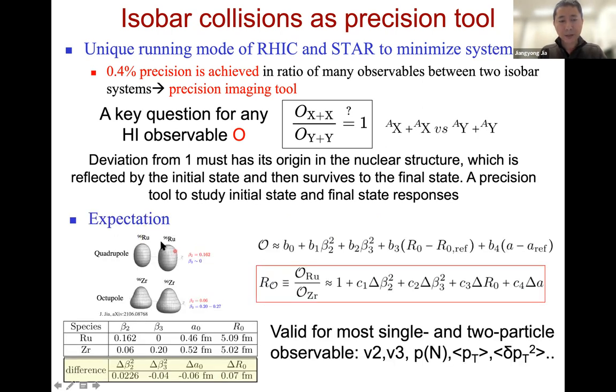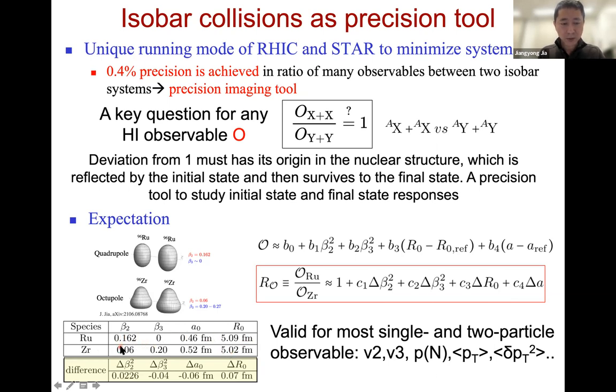Let me go back to the isobar, right? So we have ruthenium and zirconium collisions. In this collision, as I said, for any observable, I can do a Taylor expansion like this, in the case of small departures around some reference value. Then I take the ratio between the observables in the two systems, and the ratio should have a small departure from one due to nuclear structure. You can already see that this deviation of the ratio from one depends only on the difference of the nuclear structure. It does not depend on the absolute value of the nuclear structure, but on the difference, okay? And the differences between ruthenium and zirconium, some of them are measured, some of them are calculated. So it's well controlled, okay?